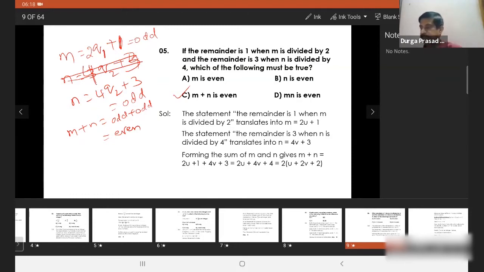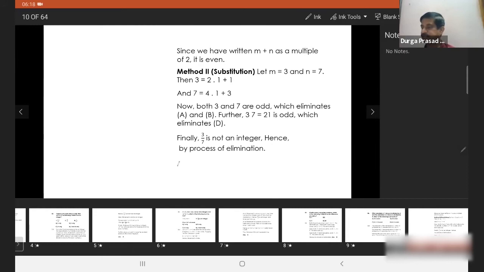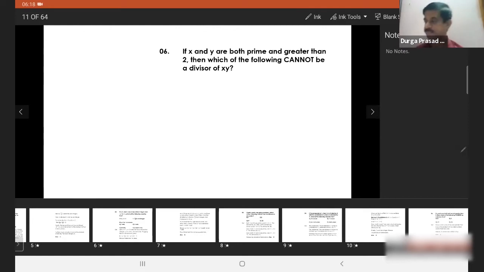Yeah. So let us move to the next question. Look at this. This is the same explanation we did. Now look at this: if x and y are both prime and greater than 2, then x is odd and y is also odd, because greater than 2 all primes are odd. Which of the following cannot be a divisor of xy?